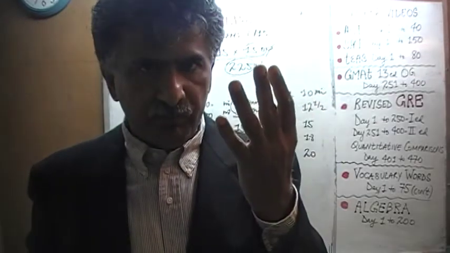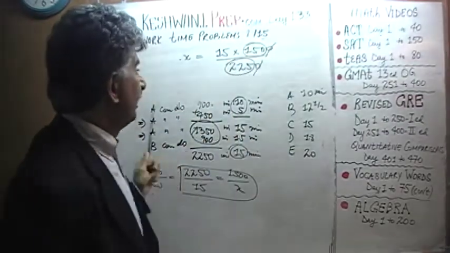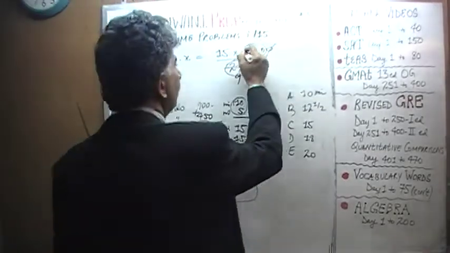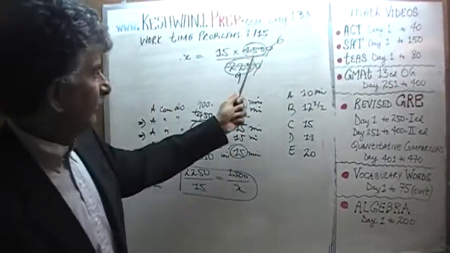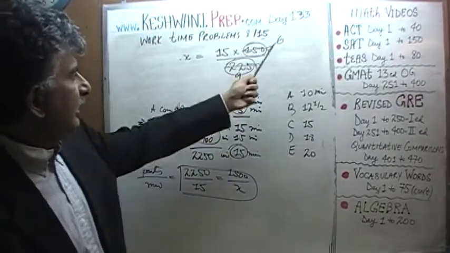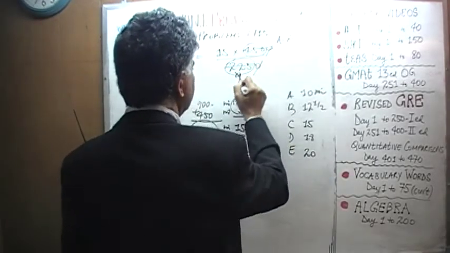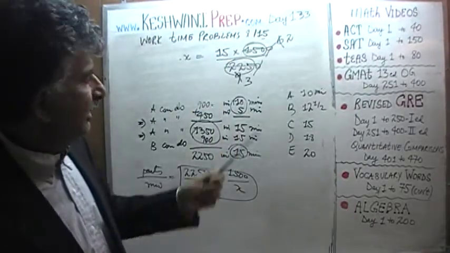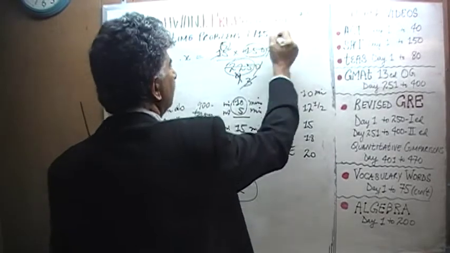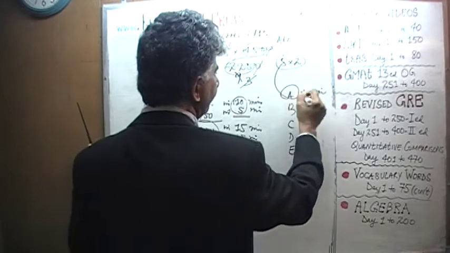100 has 4 25s, therefore 200 has 8 25s. Therefore 225 is made up of 9 25s, and 150 is made up of 6 25s. So divide top and bottom by 25. I see a 9 here, I see a 6 here. Let's divide top and bottom by 3. So we get a 2 and a 3 here. I see a 3 here, I see a 15 here, let's divide top and bottom by 3 one more time, and we get 5 times 2, the answer is A.